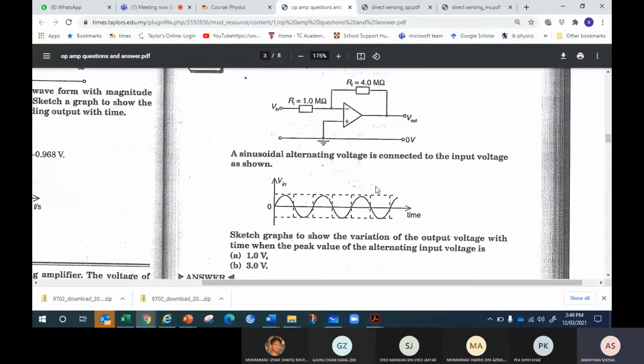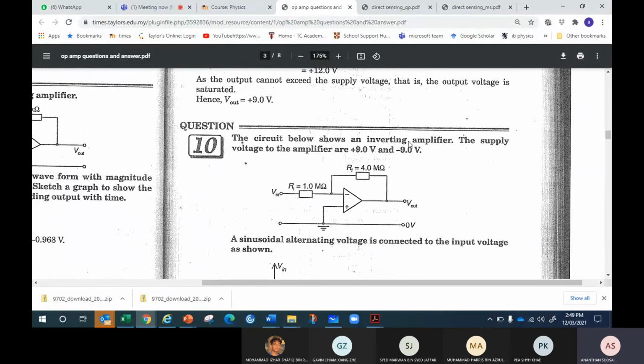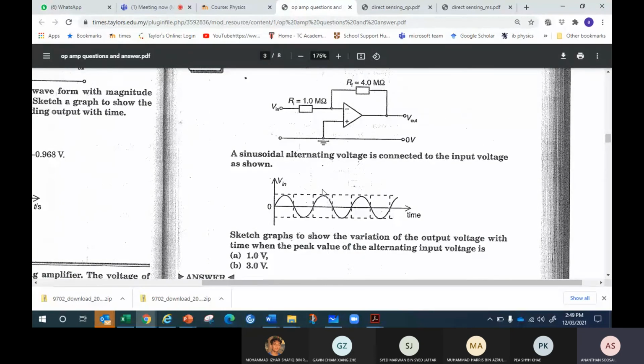So the pattern. Because this is an inverting amplifier, definitely the input is going to be reflected, with a phase difference of 180. So if this is a sine graph, of course, the output is going to be a negative sine. But negative sine with what? What is the peak value? How to know the peak value?